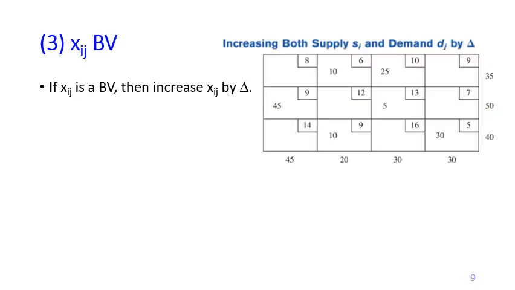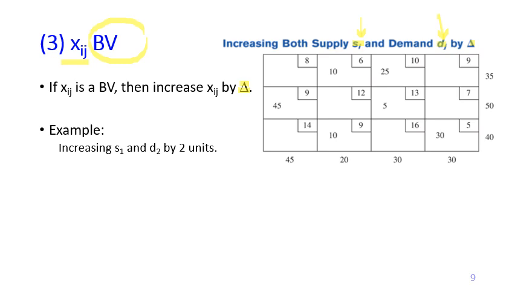Now here what we're going to do is increase both supply i and demand j by delta. And we're going to separate this change into two cases. The first one, if Xij, the pair of supply i and demand j, is a basic variable. It's pretty easy if Xij is a basic variable. What we need to do is just increase Xij by delta.